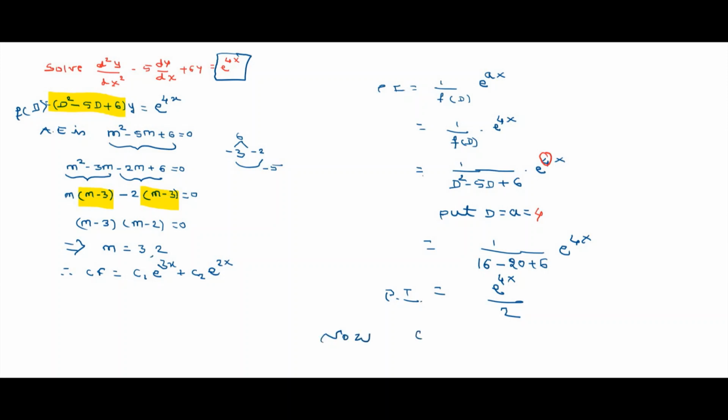Now the complete solution CS is equal to CF plus PI. The given equation is in terms of y, so y is equal to the complementary function value, C1 e raised to 3x plus C2 e raised to 2x, plus the particular integral value, e raised to 4x divided by 2. This is the required solution.